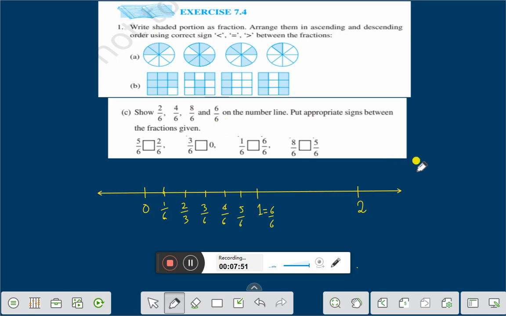And we have to plot this one, 8 by 6. How will we find 8 by 6? If we divide 8 by 6, we are getting 1 and remainder 2.